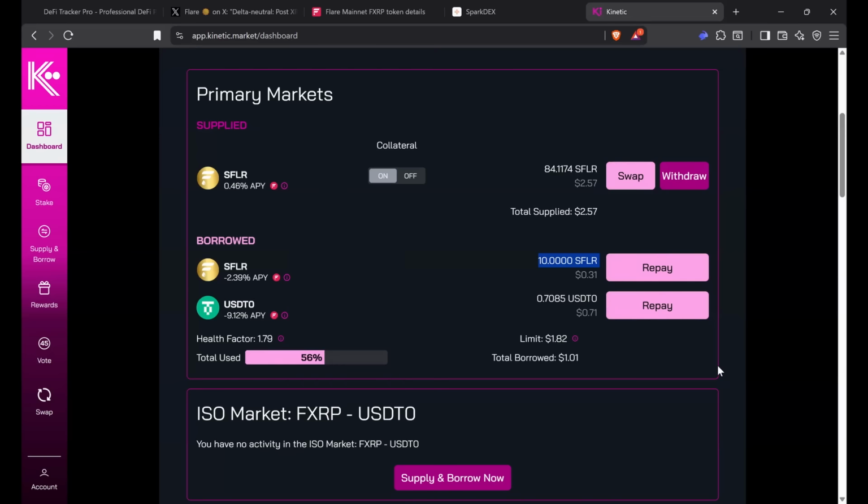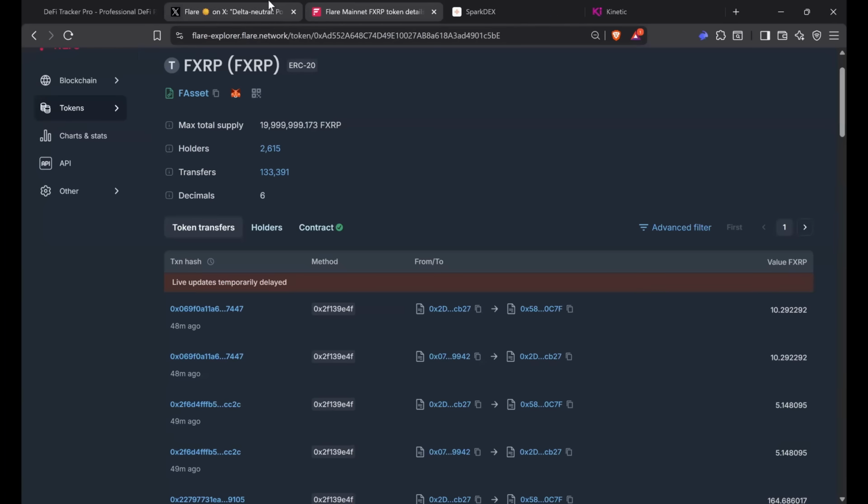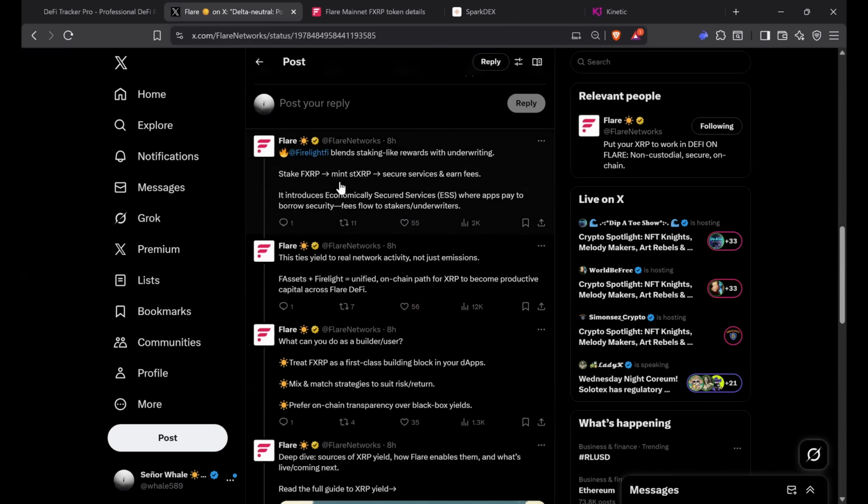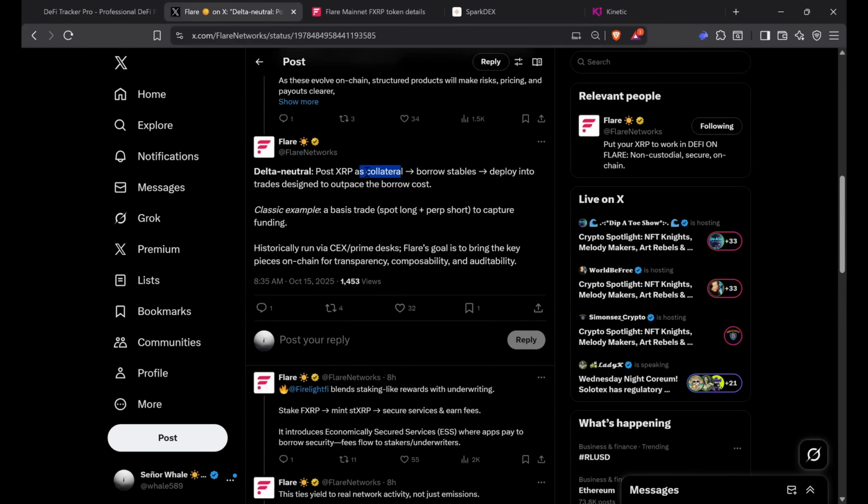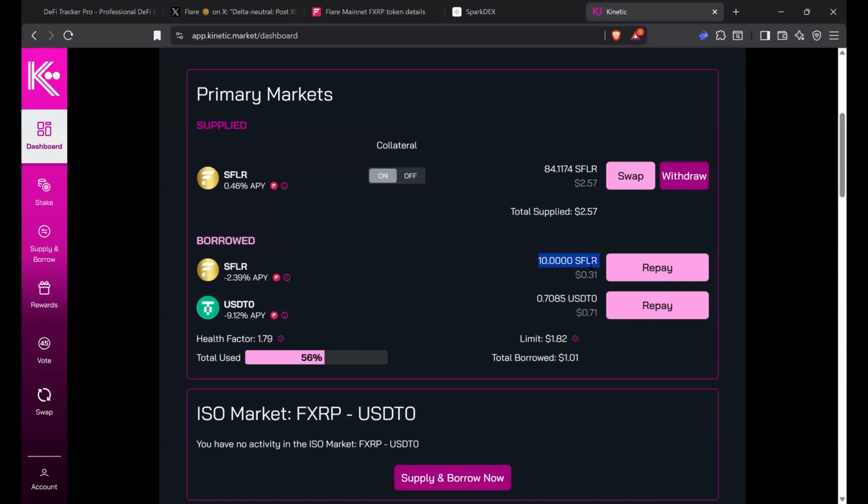And this is the part that I was saying about what I showed you guys here. You post XRP as collateral, you borrow a stablecoin, you deploy into trades, and then on the other side of the range, you're shorting that same position. So you can short it on a perpetual market, or you can also short by borrowing crypto. And that way you can keep it. It's advanced and it's complex, but it can be done.